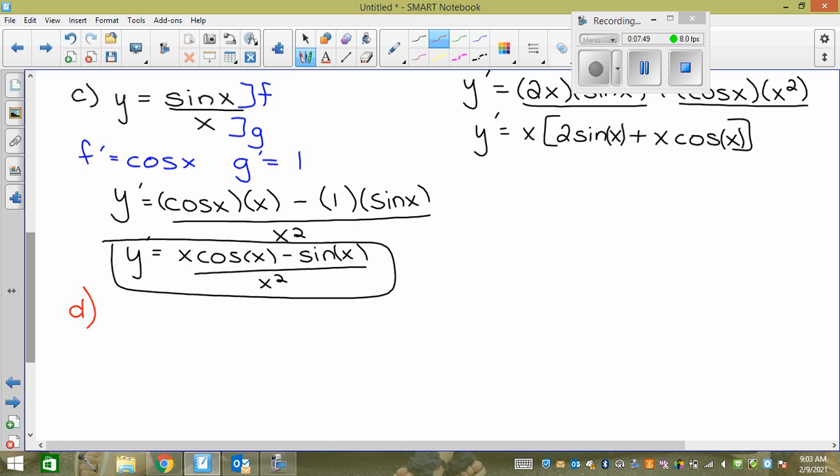y equals e to the x sine x. Try that one out. What's happening with these two? They're being multiplied. So we have to do product rule.